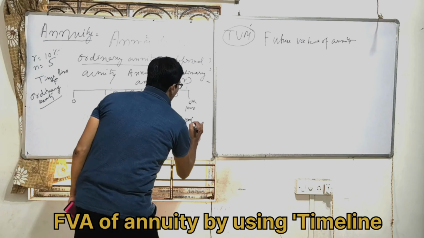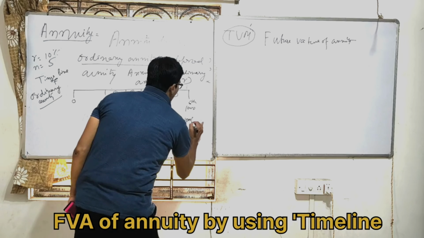If it is compounded for 0 years, suppose I am showing you, 1000 into 1.1 to the power 0. Anything to the power 0 is 1. This is being compounded for 0 year. 1.1 to the power 0 is equal to 1. 1000 into 1 is equal to 1000.